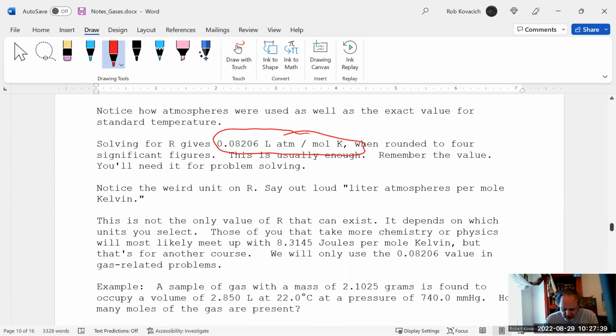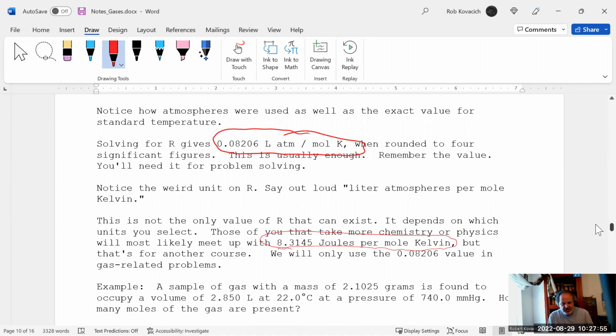There's another version of it with joules, so joules per mole Kelvin. If you multiply liters and atmospheres, that equals joules. So this is just a different way to do it. Not a big deal. If you need to use it, you've got another one.